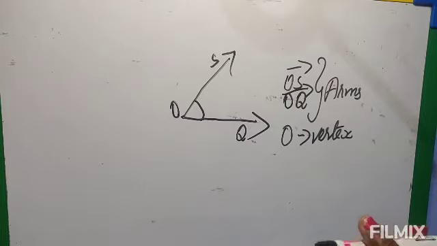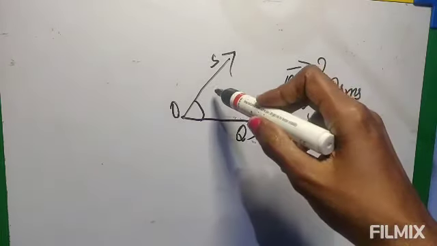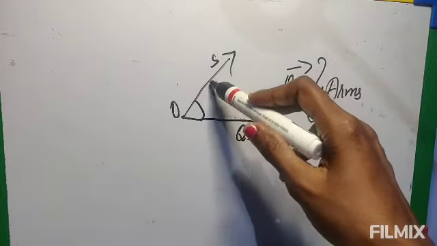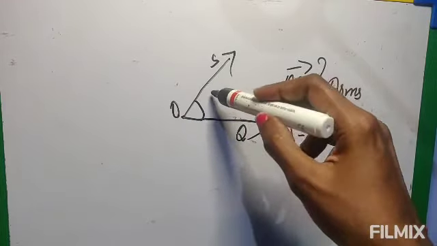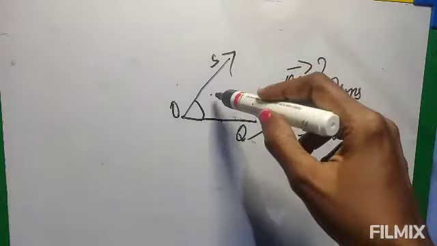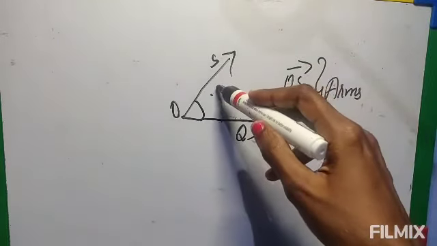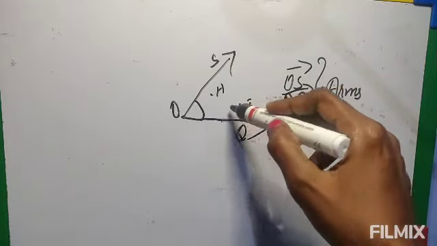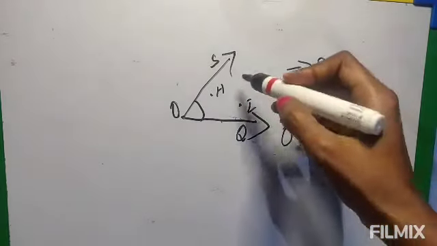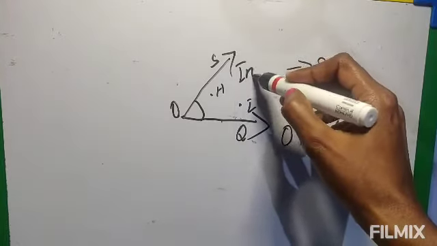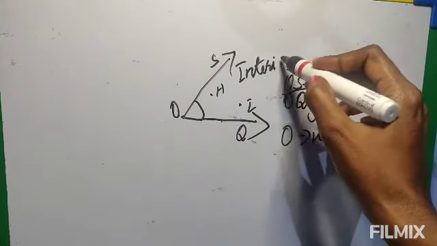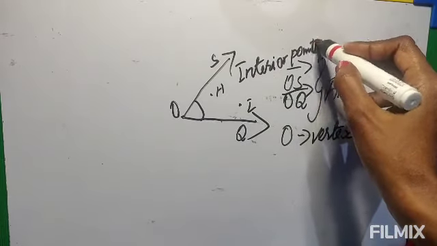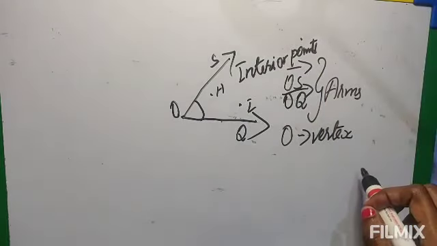Now let's take 2 points here, inside the angle that is formed. Between these two arms there are two points. Let's take this point as H and this point as I. So these points I and H are called interior points, since they are inside the angle.